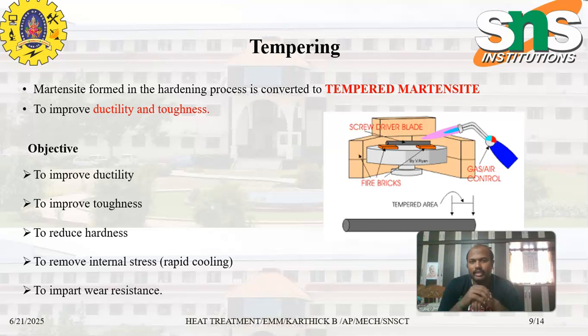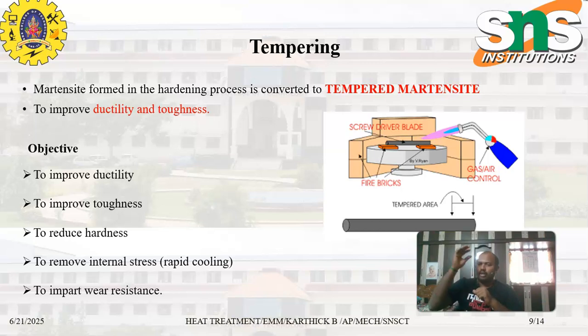Like that, martensite which is formed due to the hardening process cannot be used in a tempering process as it is. A workpiece which is completely martensite cannot be used for most of the applications in the engineering world. So we have to convert this martensite into another form known as tempered martensite, where by achieving this tempered martensite, we can improve ductility and toughness. Moreover, we can reduce the hardness.